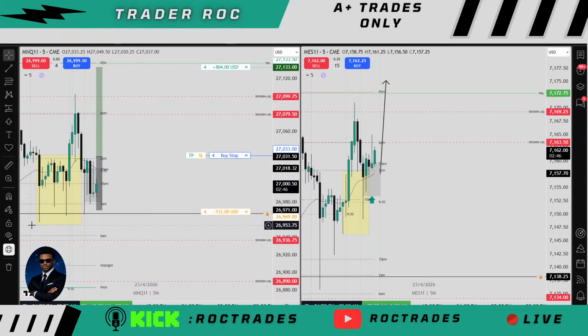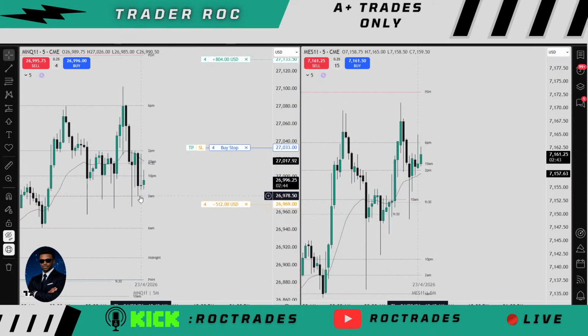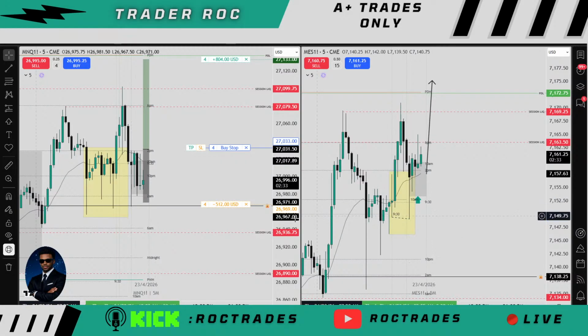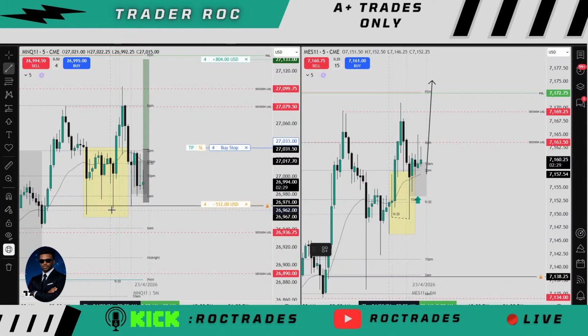Five-minute chart. Any SMTs here? So this drive looks pretty clean. It's crazy because ES takes out this low. Very subtle, right? NASDAQ doesn't.